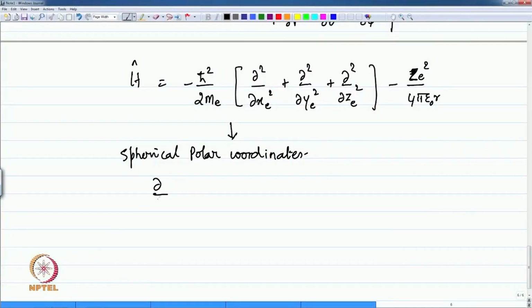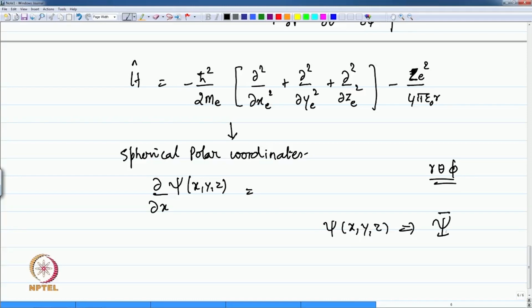The derivatives, for example, dou by dou x of any function of x, y, z are expressed in another coordinate system like r theta phi. If we have to express psi in terms of r theta phi, the derivatives are expressed using the partial derivatives of the coordinates with respect to the new coordinates. So, for example, dou by dou x of psi, if you wanted to write the appropriate wave function in the polar coordinate, namely psi x, y, z, is replaced by the corresponding substitution of x, y and z using r theta phi, using this function.